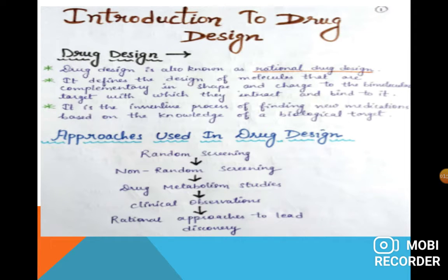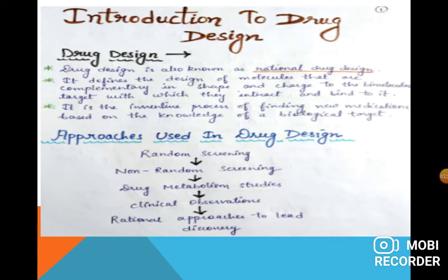We can design the drug so that it can easily bind the target molecule or biomolecule and show its pharmacological effect. So drug designing is basically based on designing the molecule complementary to the shape and size of the target site.